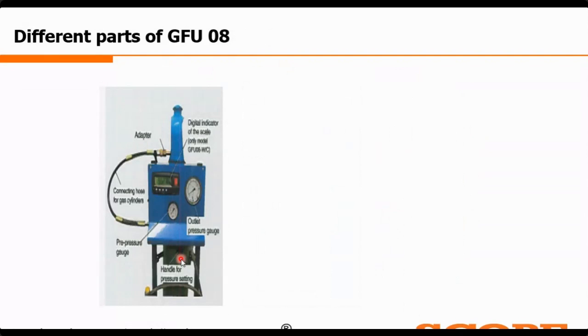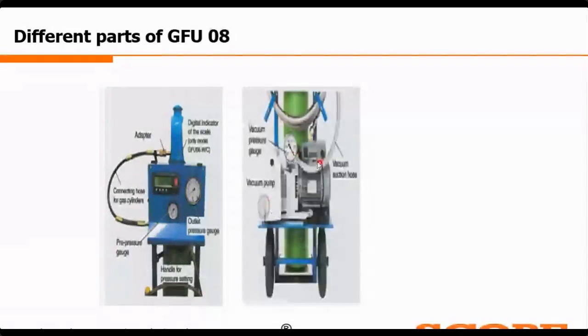If I'm talking about the bottom part here, if you have the GFU08E or GFU08C model, the vacuum pump will be installed here. The vacuum pressure gauge is there, which will indicate the final pressure after the vacuum. And for the suction, we have the vacuum suction hose.